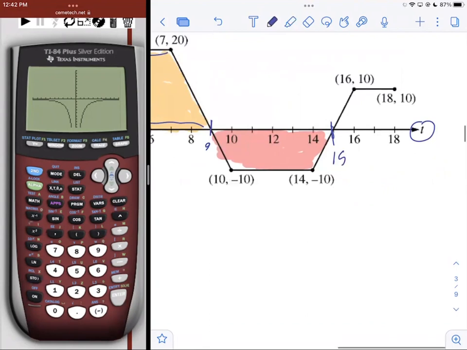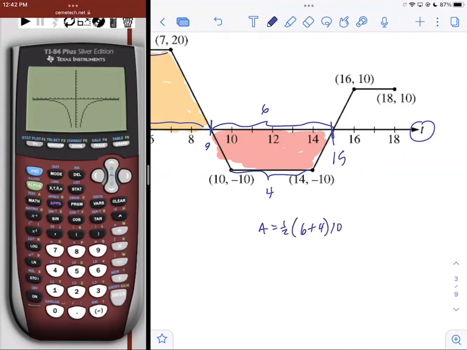Now I'll come down here. I'm going to mark it out here to help myself. From 9 to 15 is 6 units. From x equals 10 to x equals 14 is 4 units. And so the area is 1/2 the sum of those numbers, 6 plus 4. And then the height here is 10 units.